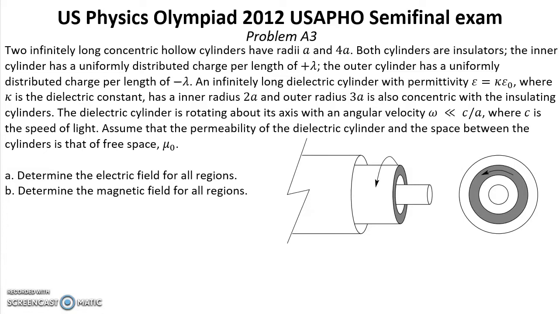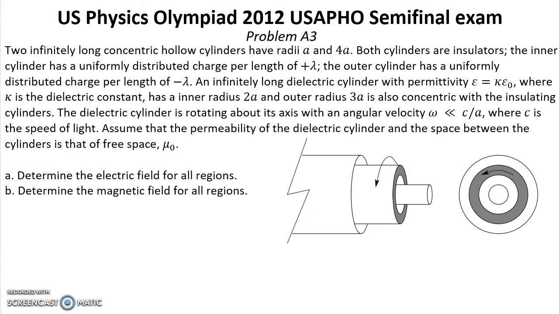2 infinitely long concentric hollow cylinders have radii a and 4a. Both cylinders are insulators. The inner cylinder has a uniformly distributed charge per length of plus lambda. The outer cylinder has a uniformly distributed charge per length of negative lambda.